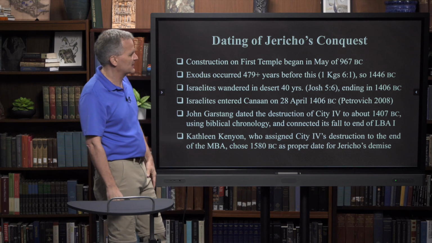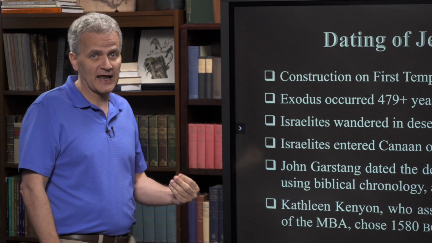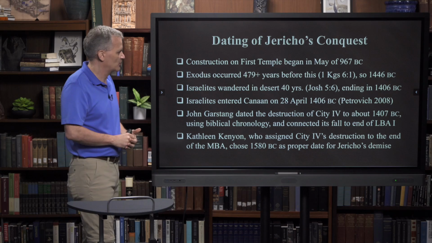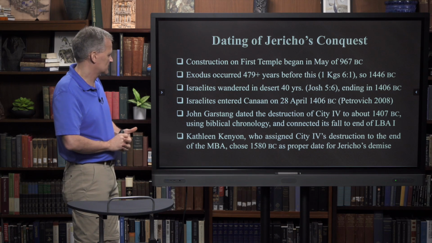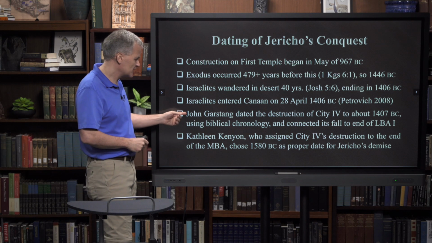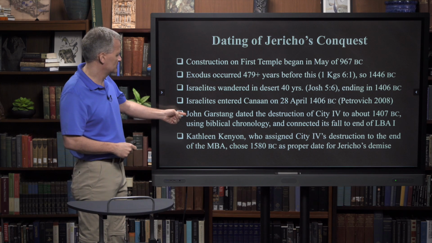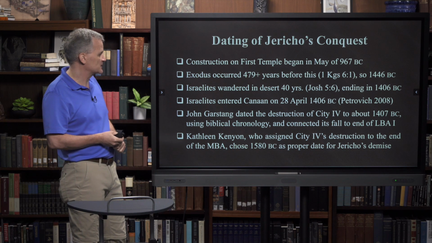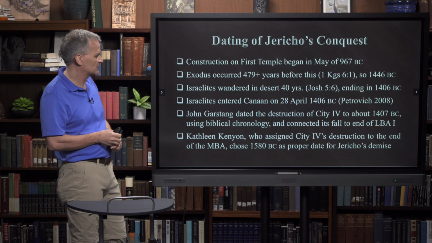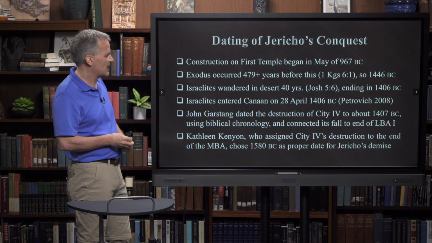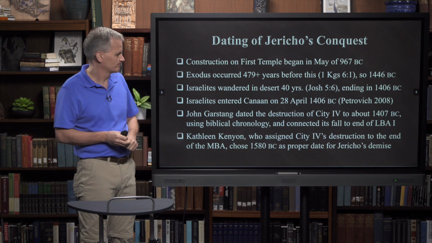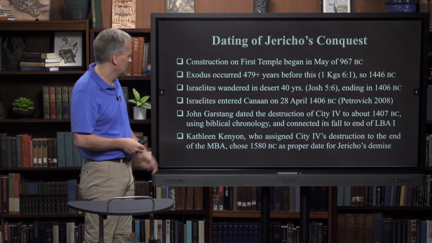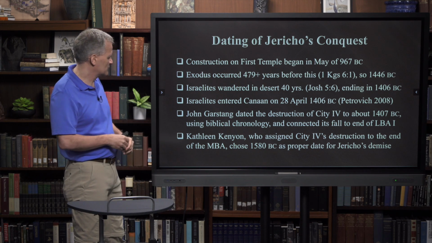You can read about that. I make a defense for that in my 2008 journal article on the destruction of Hatzor, which is one of the cities that we'll be looking at in a future lesson. John Garstang, the British archaeologist who excavated Jericho in the 30s, dated the destruction of City 4 to about 1407 using biblical chronology, and he connected its fall to the end of Late Bronze 1. So John Garstang is on the same page I am with this, just 1 year off. So I have no major qualms with him.